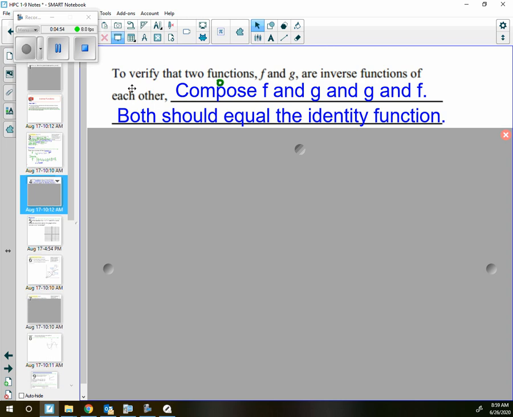But to verify, to show that two functions are inverses of each other, we compose f and g and g and f, so we do the composition in both orders, and both should equal the identity function.